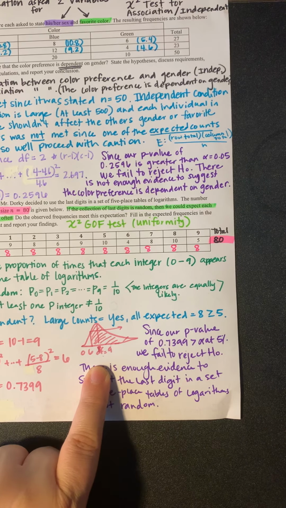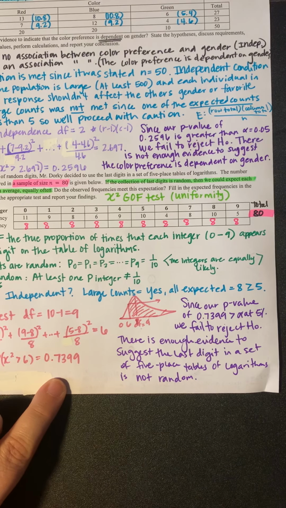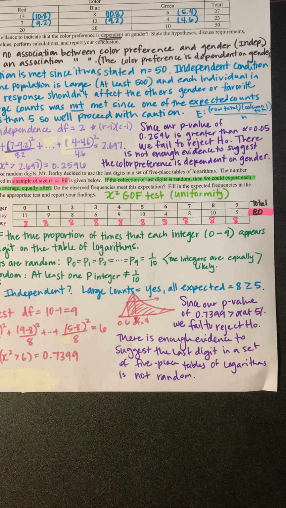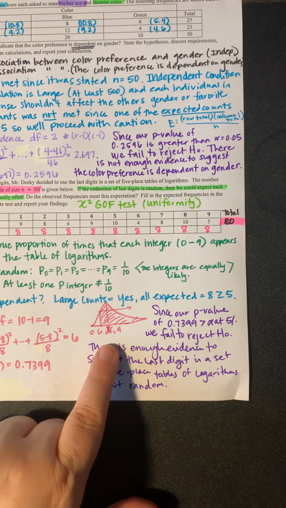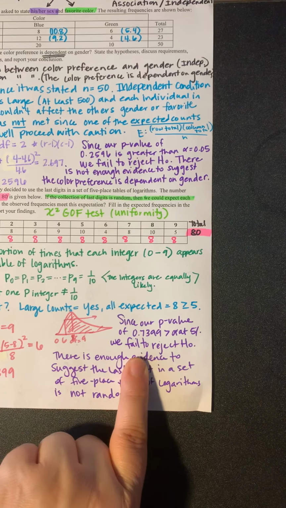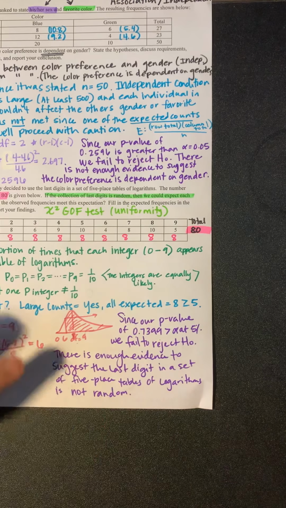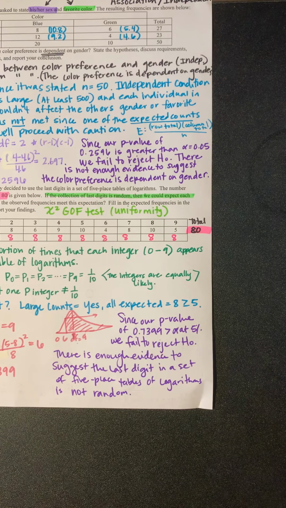All chi-squared tests are right-tailed, okay? So don't do the subtract from 1 or anything like that to figure out the probability. It is that large of a probability. So we really want to fail to reject H0. So that gives us evidence that, in that table of logarithms, the last digit is appearing randomly.